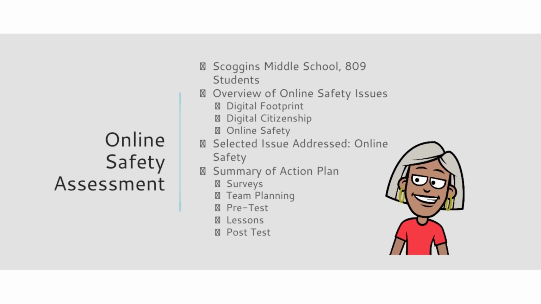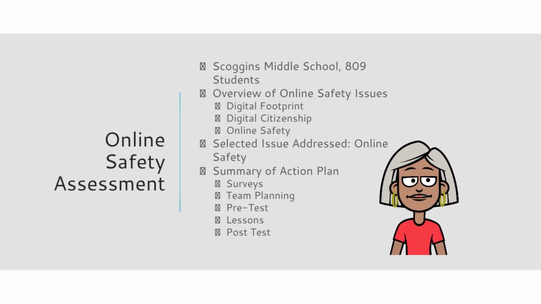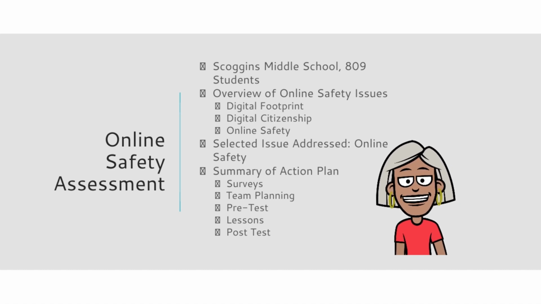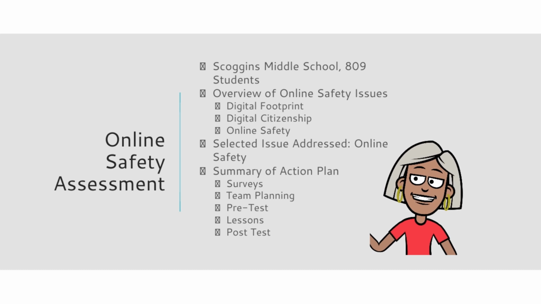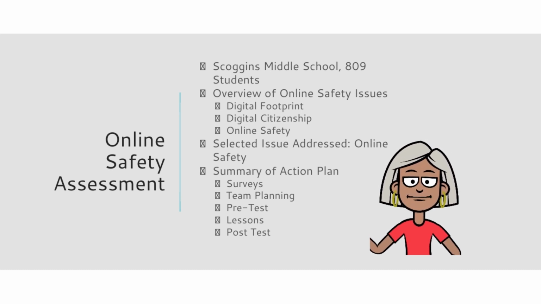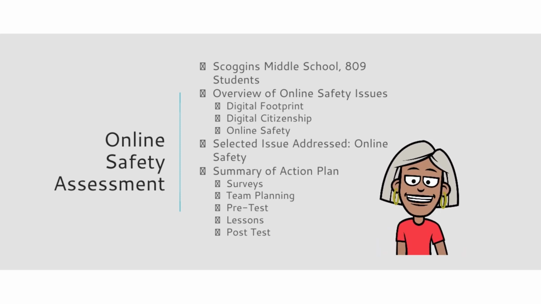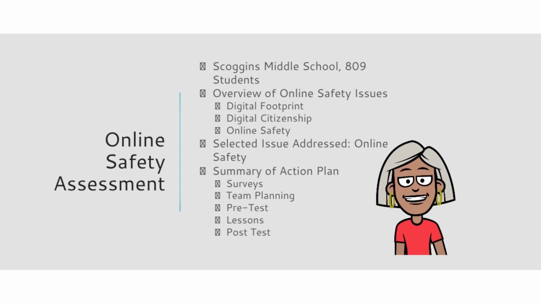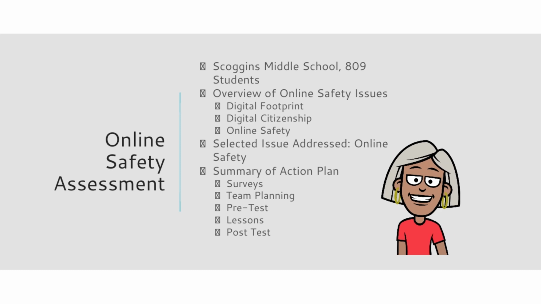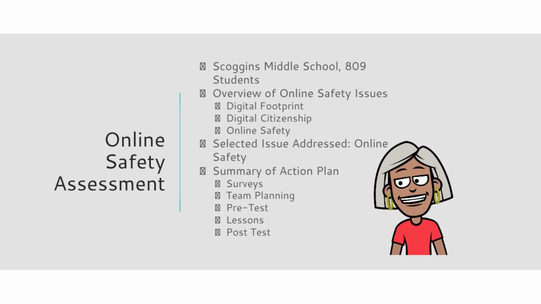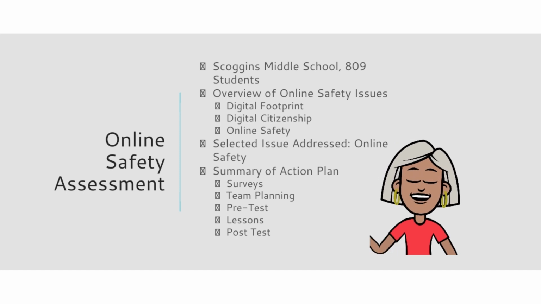Looking at Scoggins demographically, it is important to know that the school has a current enrollment of 809 students. While our student population is a majority Caucasian, we have an array of culturally diverse students. Almost half the enrolled students are identified as economically disadvantaged. The online safety assessment identified concerns with leaving a digital footprint, digital citizenship, and online safety. I focused on improving the students' knowledge of online safety while also working in the other areas with the lessons.